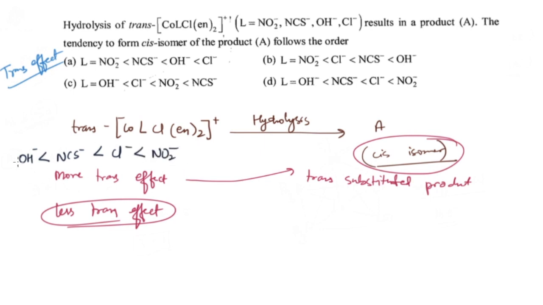So in the trans effect series, this is the order; if it had asked about the trans product, this would have been the answer. But since they have asked about the cis product, you have to just reverse this series. So the correct answer will be where NO2 is least, in option A and option B both. If I reverse the order, NO2 minus will be smallest, then comes Cl minus, then NCS minus, and then OH minus. So this is your option number B. It was a clear, easy and direct question from your trans effect series.